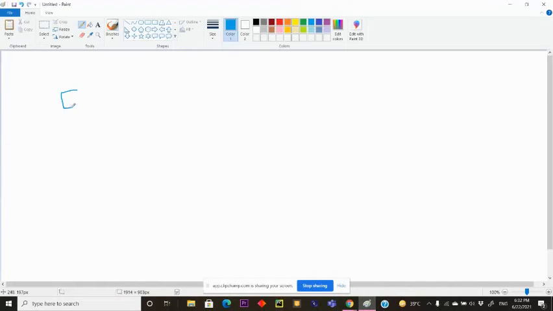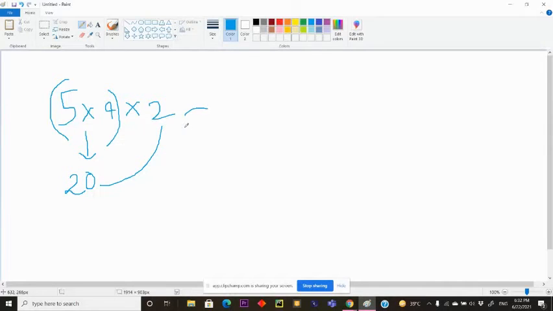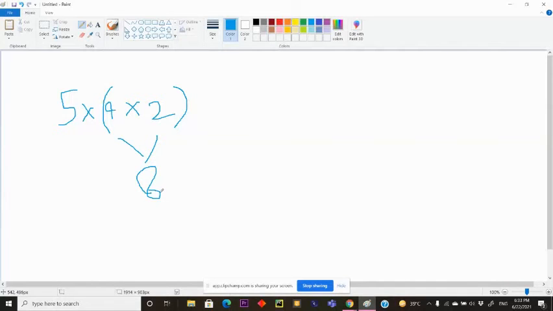5 into 4 into 2. So what if I group these two together? 5 fours are 20, 20 twos are 40. Now let's back everything. What if I do this? 4 twos are 8.